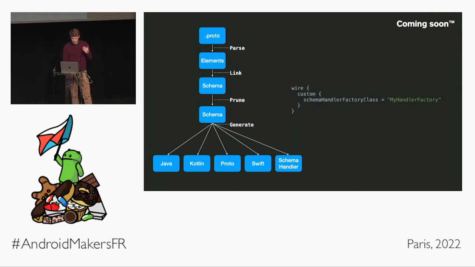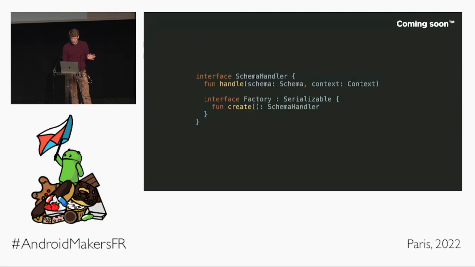And the way to use it would be just a custom block, and you would pass the factory name. And so the API is really simple. You need to implement those two. A factory which has to be serializable because Gradle wants to cache it. And then the schema handler with one method. We give you the prune schema and the context. And the context will have everything that you need, hopefully, to do what you want.